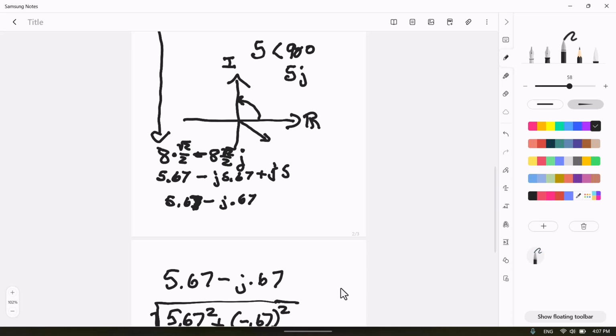Is that a plus between the 8? That's a minus, because when it's below the x-axis, your imaginary part is negative.